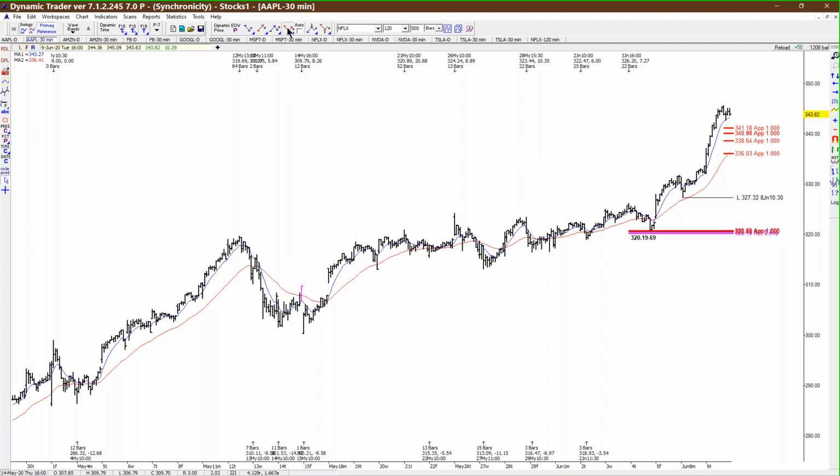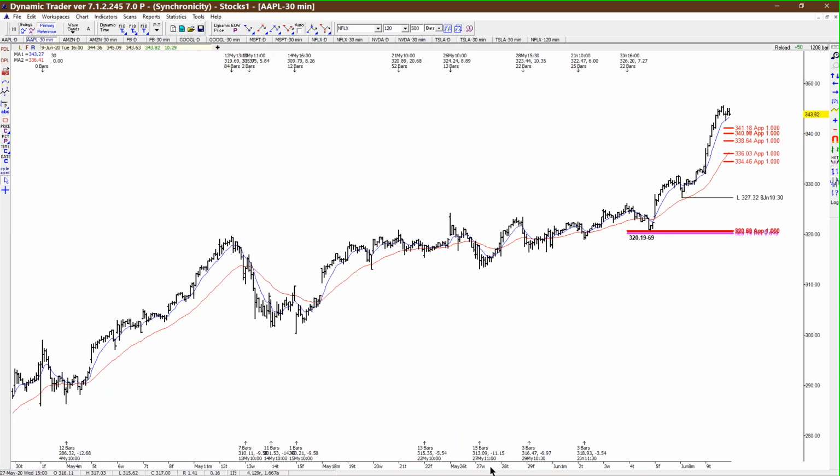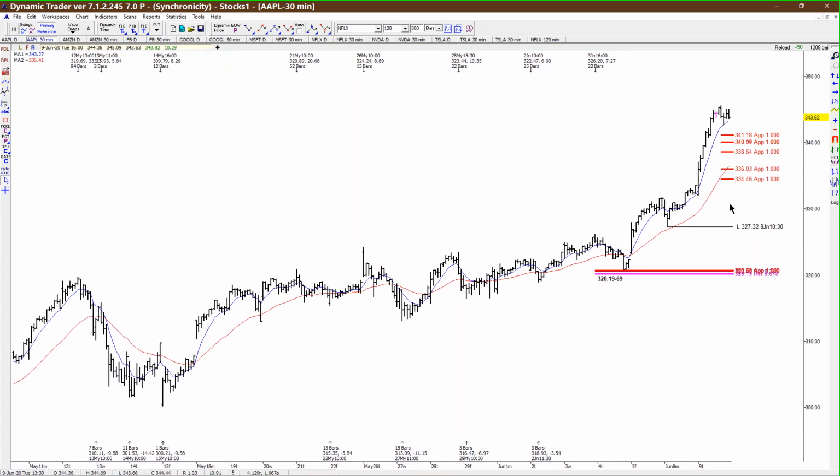So let me make sure that I've got this here. So this is this high to this low, projected from here. Actually, that did come in a little bit lower, so that looks like it's the largest swing. That was $11.15. Again, you can have a stop underneath there.